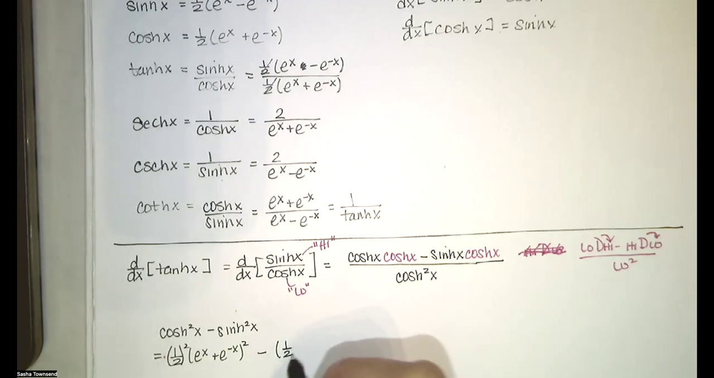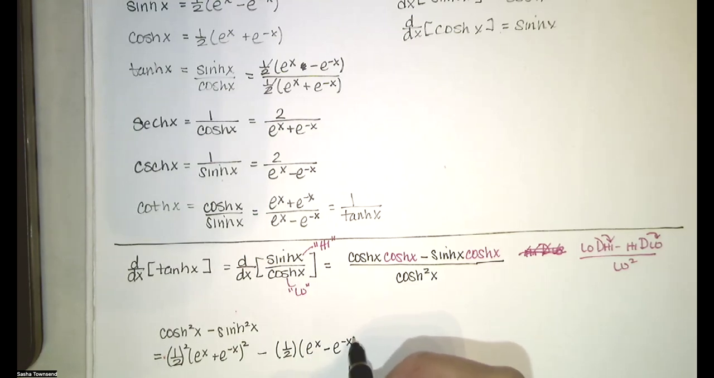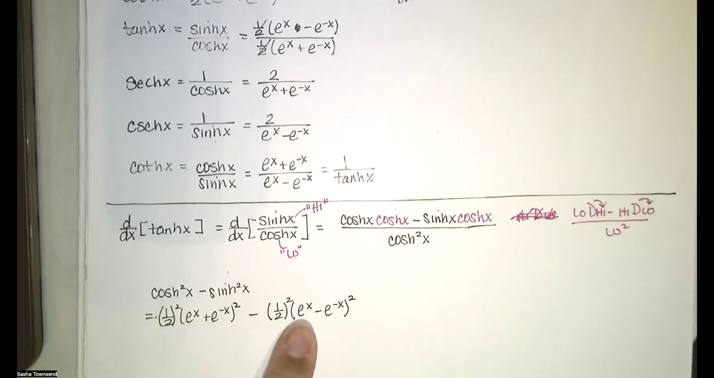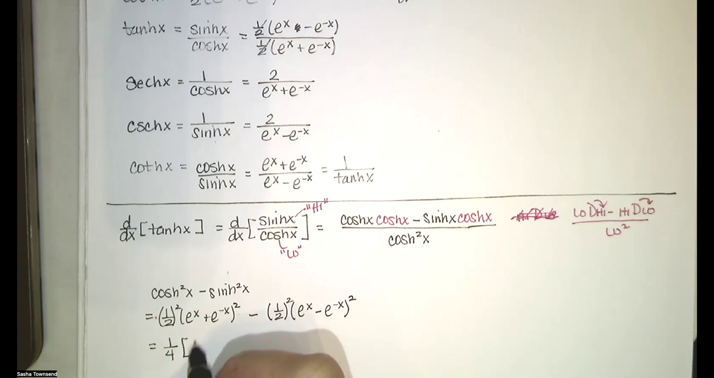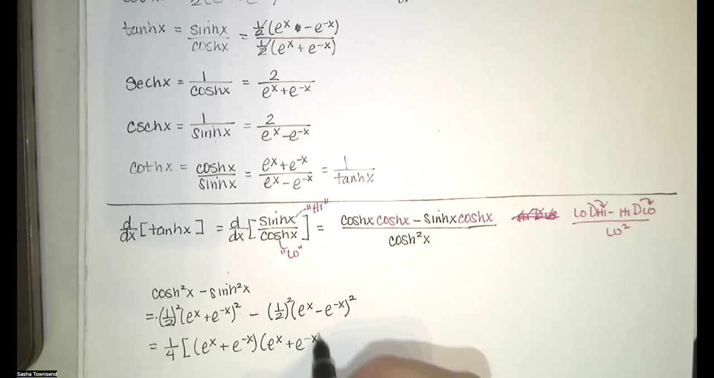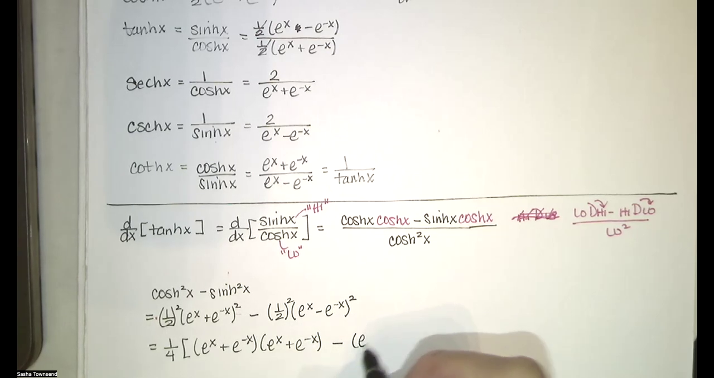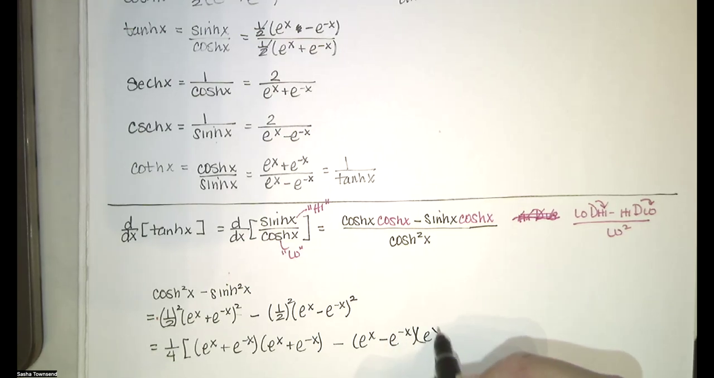And then we have the same thing here. The hyperbolic sine is 1/2 of the quantity e to the x minus e to the negative x. Square the fraction, square that. And so from here and here, you're going to have a 1/4 as a factor. You can factor that out of everything. And then here, you're going to have e to the x plus e to the negative x times itself. And here, you'll have e to the x minus e to the negative x times itself.